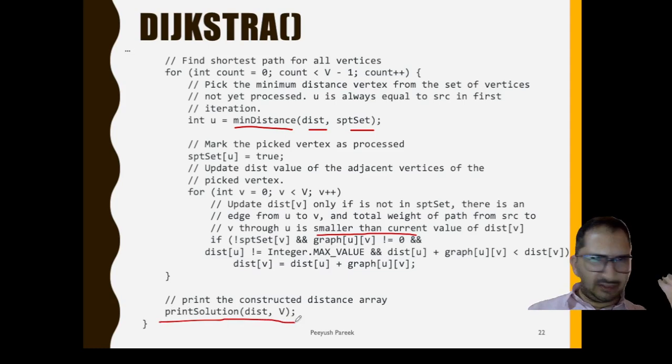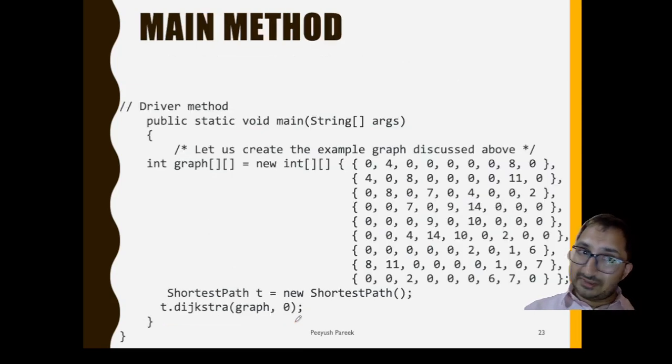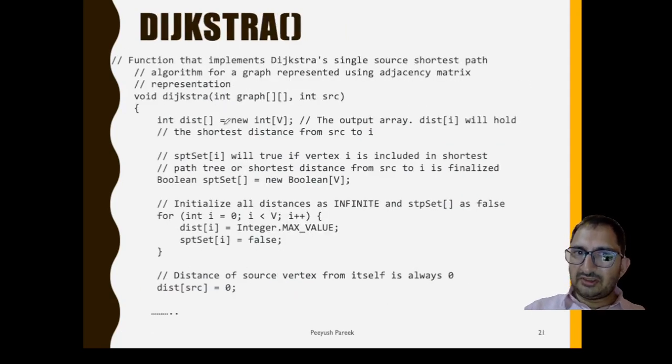Till now we have implemented everything with the class and methods. Now how should we call them? In Java we have learned that public static void main is needed, which will call everything. It is the main entry point. Now in public static void main, the graph has been created with the 9 nodes and their weights. Now we have created an instance t of the ShortestPath class. This t.dijkstra will call this method, which will take the graph and the source.